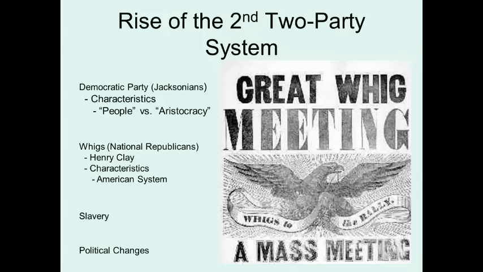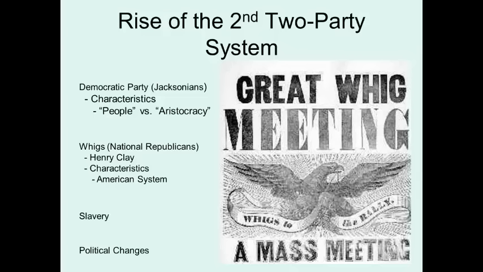Whigs were big supporters of market capitalism, and they denied class conflict. So this division that the Democrats are doing between the people and the aristocracy, the Whigs are going to deny that this is a problem. They believe in market capitalism. They think that all the classes are getting along. And they also supported something called the American system.